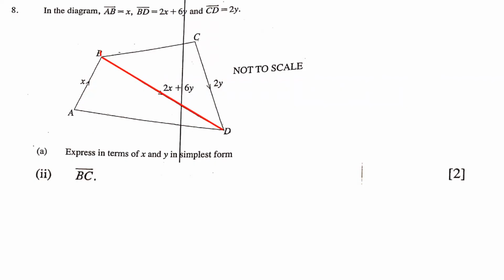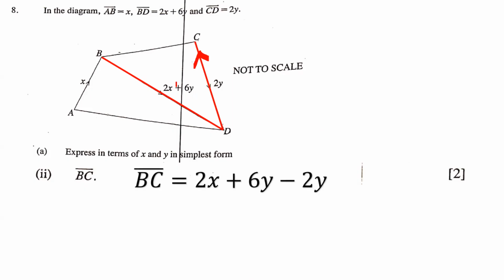So we start at B and we go to D. That's going to be 2x plus 6y. But we're trying to get to C. So we're going to go up this route, in this direction, okay, upward. But this is going to be in the opposite direction because if we look at the arrow, the arrow is pointed in the opposite direction.